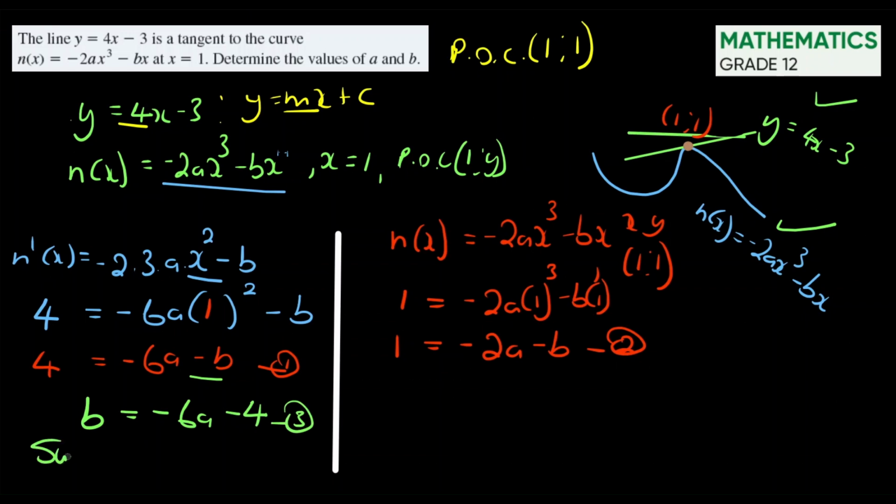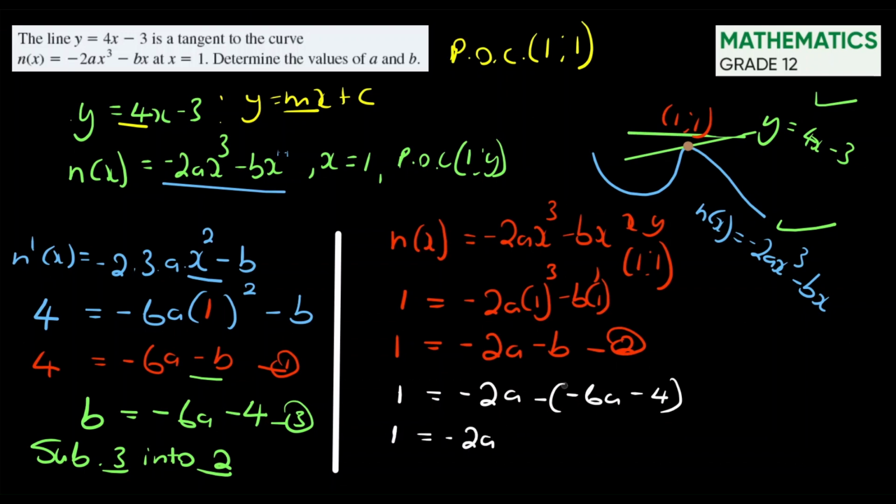We can substitute equation 3 into the unused equation 2. It means where there's b, you're going to substitute negative 6a minus 4. We can go ahead and do that. We're going to have 1 is equal to negative 2a minus, in brackets, 6a minus 4. Then we have 1 is equal to negative 2a, multiplying in with the negative, we're going to have positive 6a plus 4.